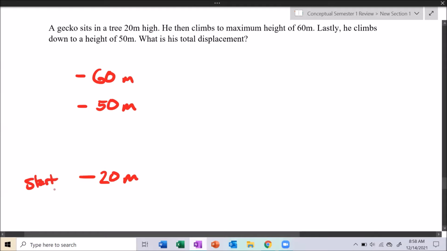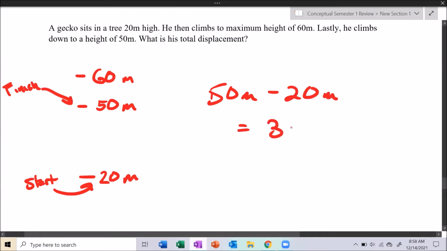But the question is, what's his total displacement? So take point A to B, or start to finish, and look at the difference in those values. Your final minus your initial in that case is 50 minus 20. So it's simply 30 meters for his displacement in that one.